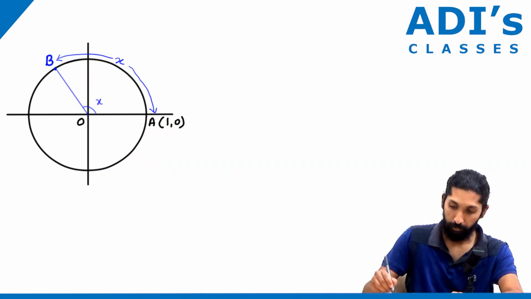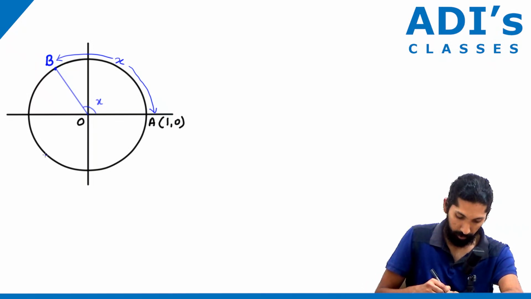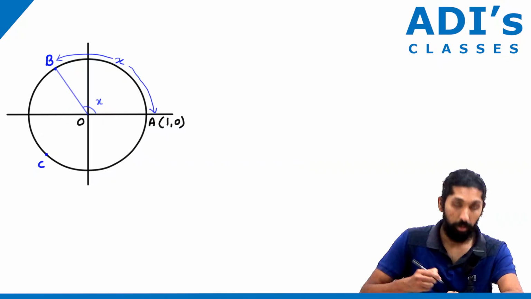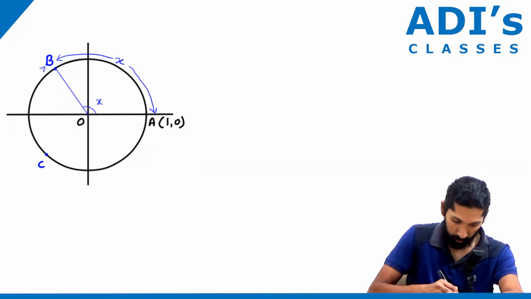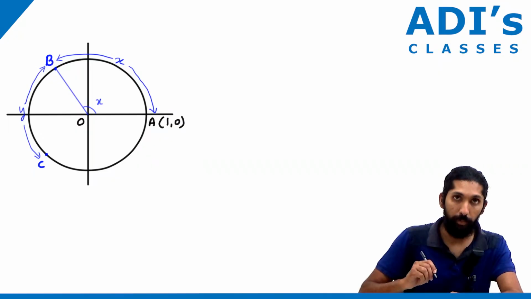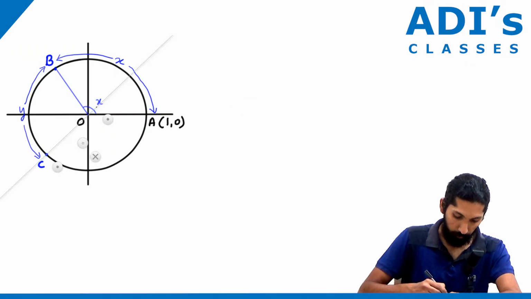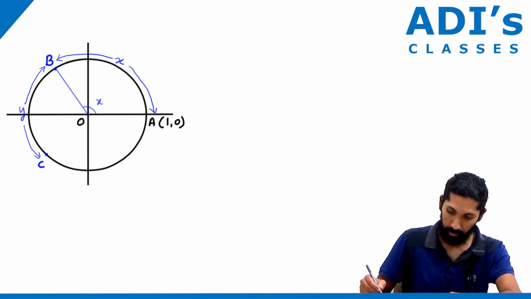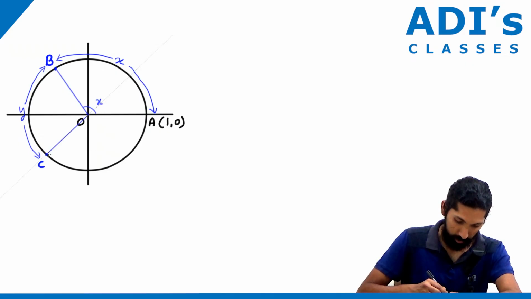Make sense? Now we'll take another point, some point here, and call it C. We are taking it in such a way that from B to C, this value is y. Once you have marked point C, this is y, correct? Then we join O to C. Let's make it in the same color so that it's easier for us. So we'll join O and C.